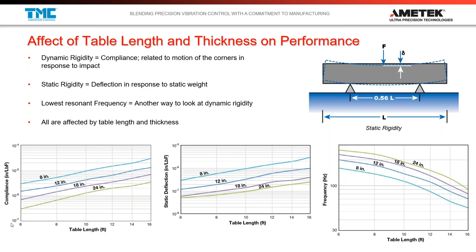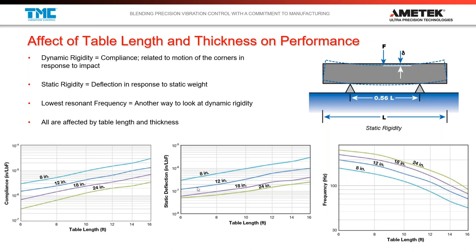So if you really have a need for a very, very long table, like a 16-foot table, and you have a low tolerance for compliance, you'd want to really beef up the thickness of that table and use something maybe 24 inches thick to get as little compliance as possible.